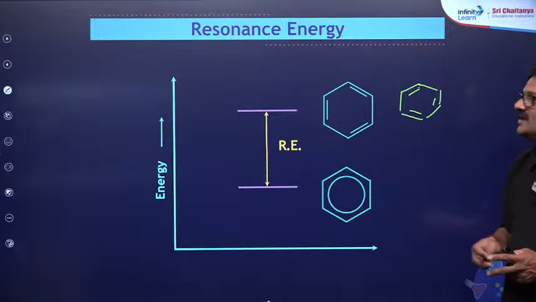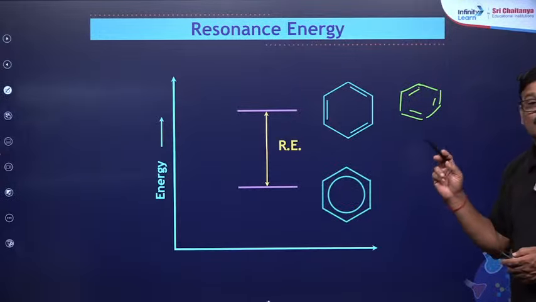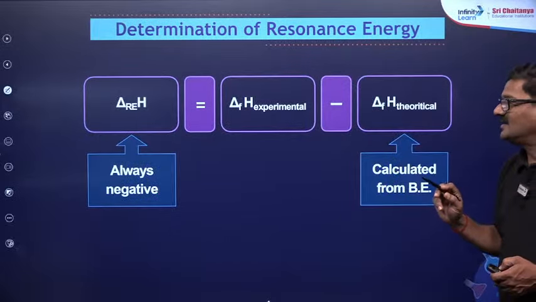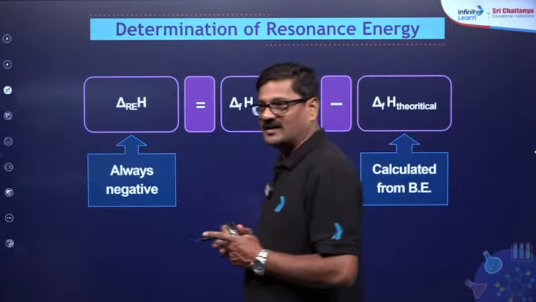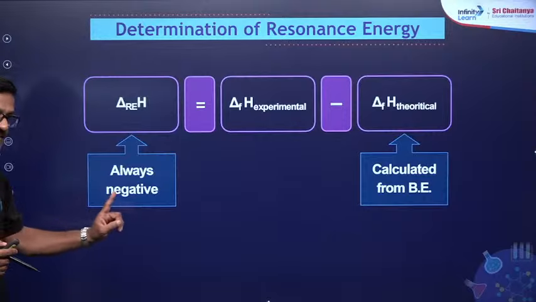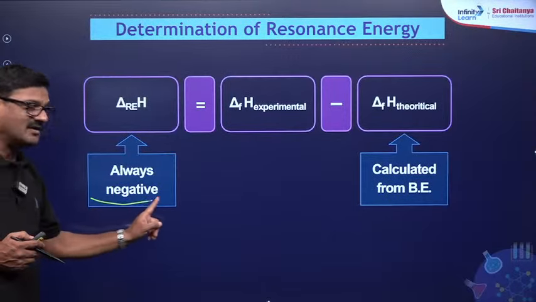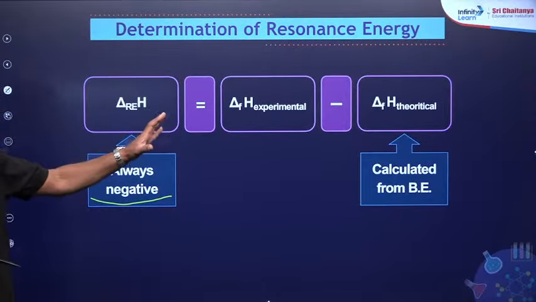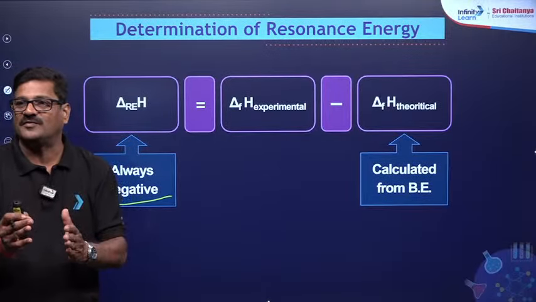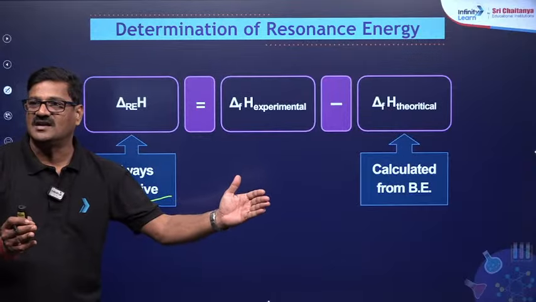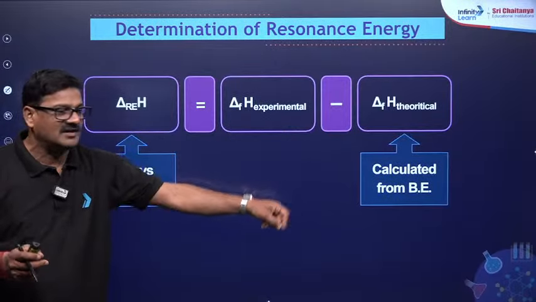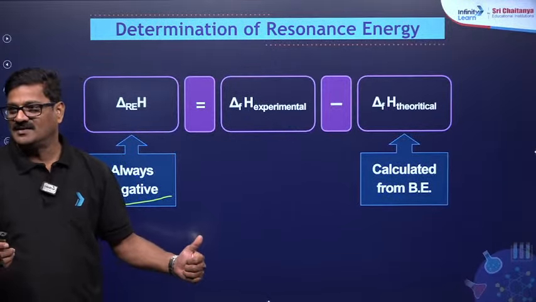Are you getting it or not? And the more the resonance energy, the more stable the molecule. Experimentally you can calculate it, Sahil. Resonance energy is always negative, keep this in mind, and is equal to the experimental enthalpy of formation minus the theoretical enthalpy of formation. Theoretical means it is calculated based on bond energies. Any doubt?